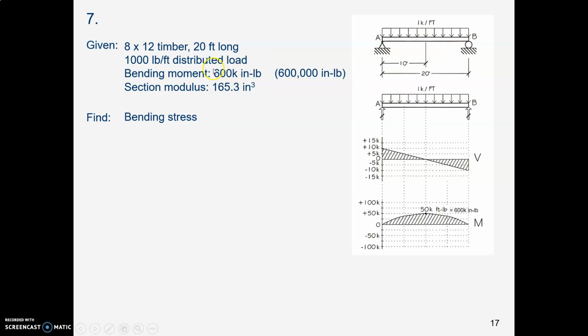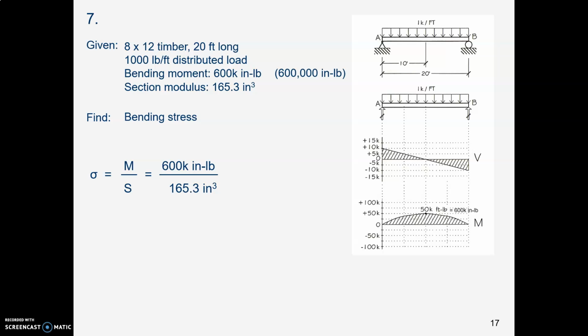Now we can plug that into our simplified flexure formula. We know the maximum bending moment is 600,000 inch-pounds. We know the section modulus is 165.3 inches cubed. Let's find the bending stress. Moment over section modulus. We'll plug in the moment, 600. Remember that it's 600,000 inch-pounds. Very important to remember. That's not just 600. It's 600,000.